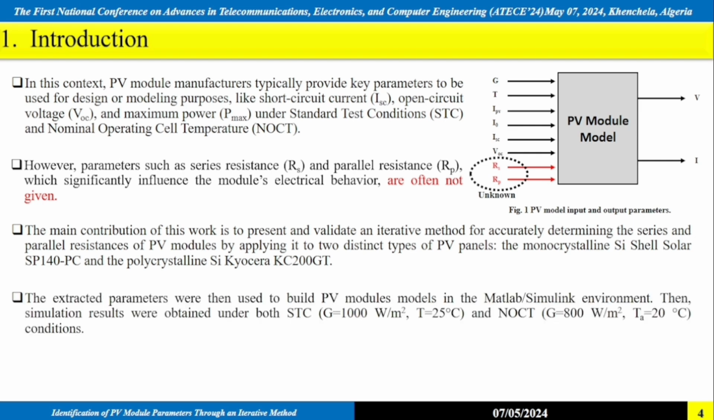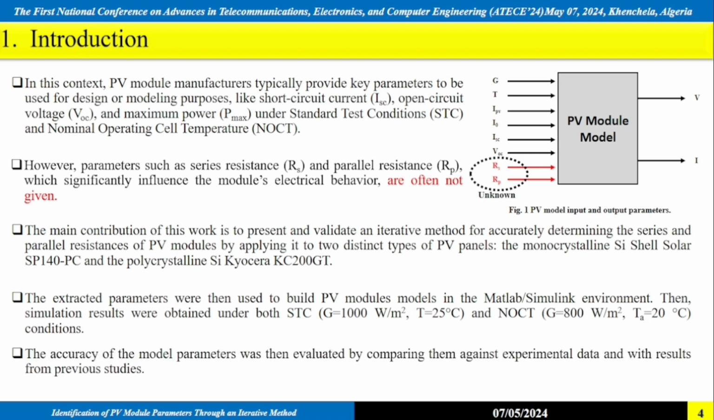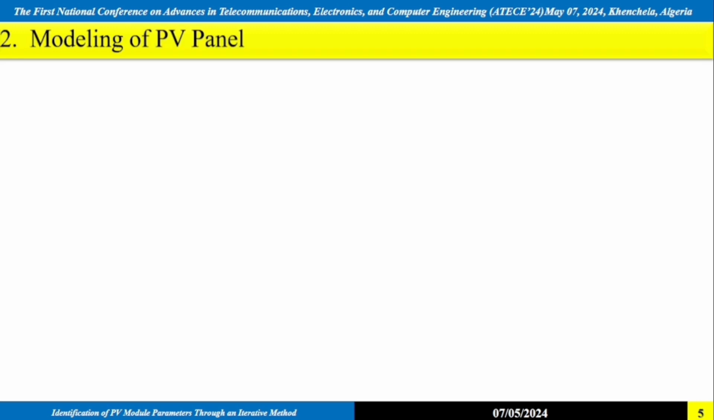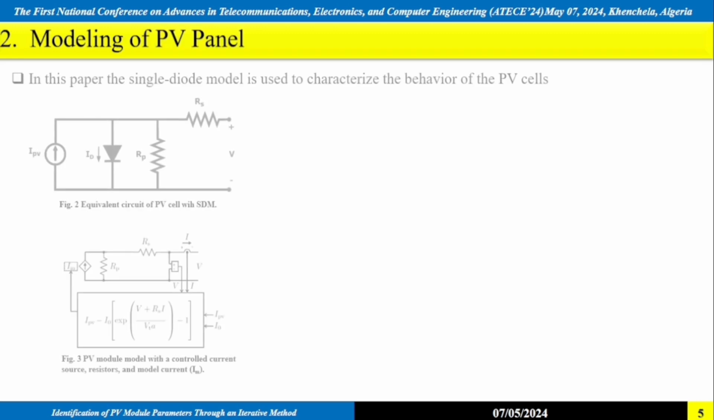The extracted parameters were then used to build the PV model in the Matlab Simulink environment. Then simulation results were obtained under both STC and NOCT conditions. Finally, the accuracy of the model parameters was evaluated by comparing them against experimental data and with results from previous studies.